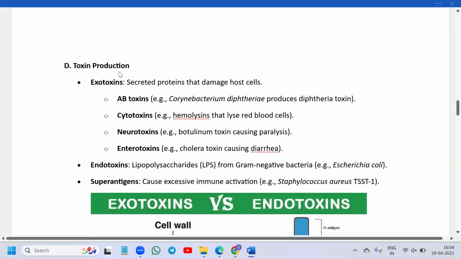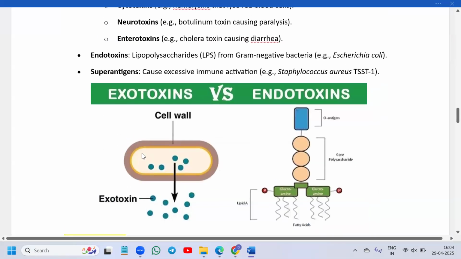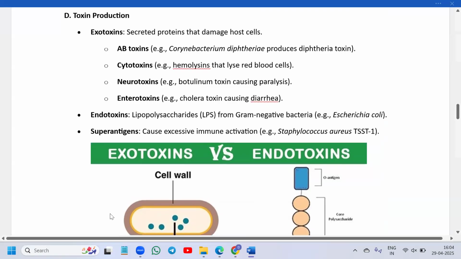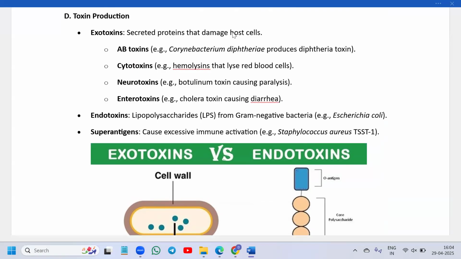So how does it cause disease? There are two types of toxins. One is exotoxin, the other one is endotoxin. Exotoxin means what? The bacteria will produce some substances, and these substances will cause disease. That is exotoxin. Exotoxins are nothing but secreted proteins that will damage your body's cells.